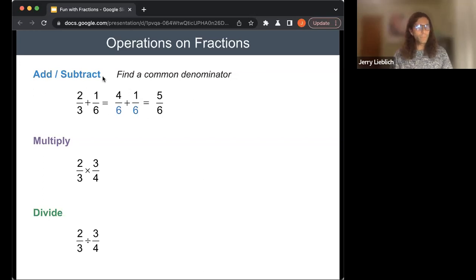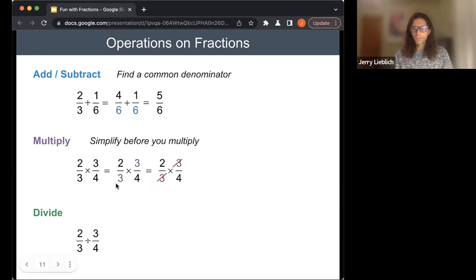That's kind of the most complicated one, adding and subtracting, because you have to get that common denominator. Multiplication, much simpler. You're just going to multiply across the top and multiply across the bottom. But a good thing to get in the habit of is, rather than just doing 2 times 3 is 6, 3 times 4 is 12, 6/12, before you do that, see what you can simplify. So I see I've got a 3 on top and 3 on bottom. Let's cancel those out. So I've got 2/4. Oh, I can cancel that out into 1/2.